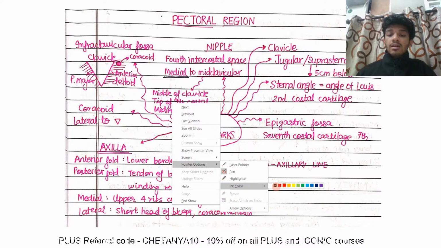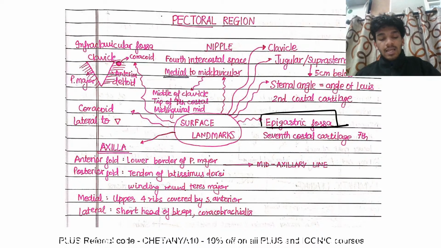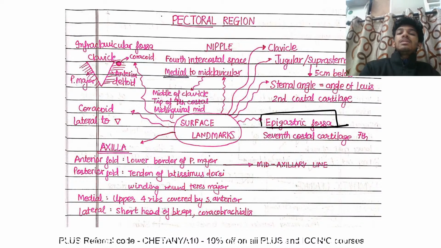So I'll erase some of the ink. Let's take a different color. Alright. Now, what about next? Next is the epigastric fossa. The epigastric fossa is basically, if you touch the base of the sternum, there is a slight depression there that is known as the epigastric fossa, and it's at the level of the seventh costal cartilage.